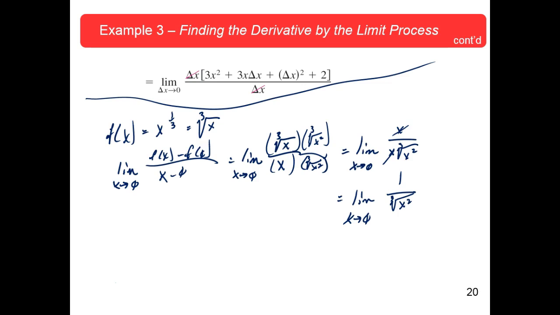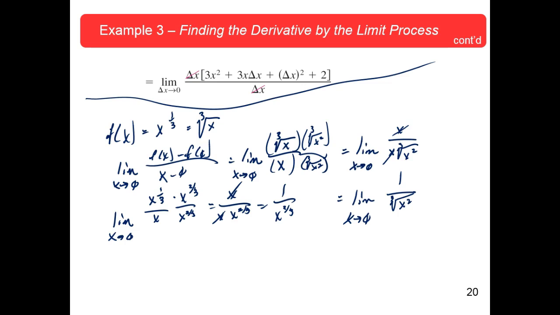You could have done the same thing if you had done it in exponential notation. The limit as x approaches 0 of x to the 1/3 over x. And multiply this by x to the 2/3 over x to the 2/3. Same thing. This would be x over x times x to the 2/3. They're just the same forms. 1 over x to the 2/3, and let that go to 0. Not going to happen.